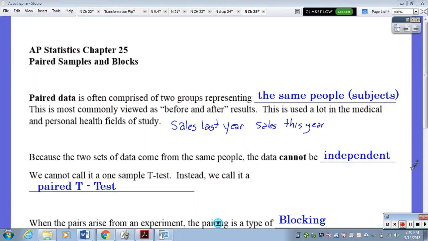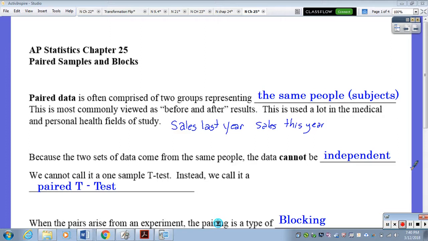It's Mr. Lineski with Chapter 25. We're looking at paired samples, or paired t-tests. It's going to seem very similar to Chapter 24, which is why I sort of put these notes together. Basically, it's going to look like we have two lists, but instead of having two separate groups, the group is now going to be paired data.